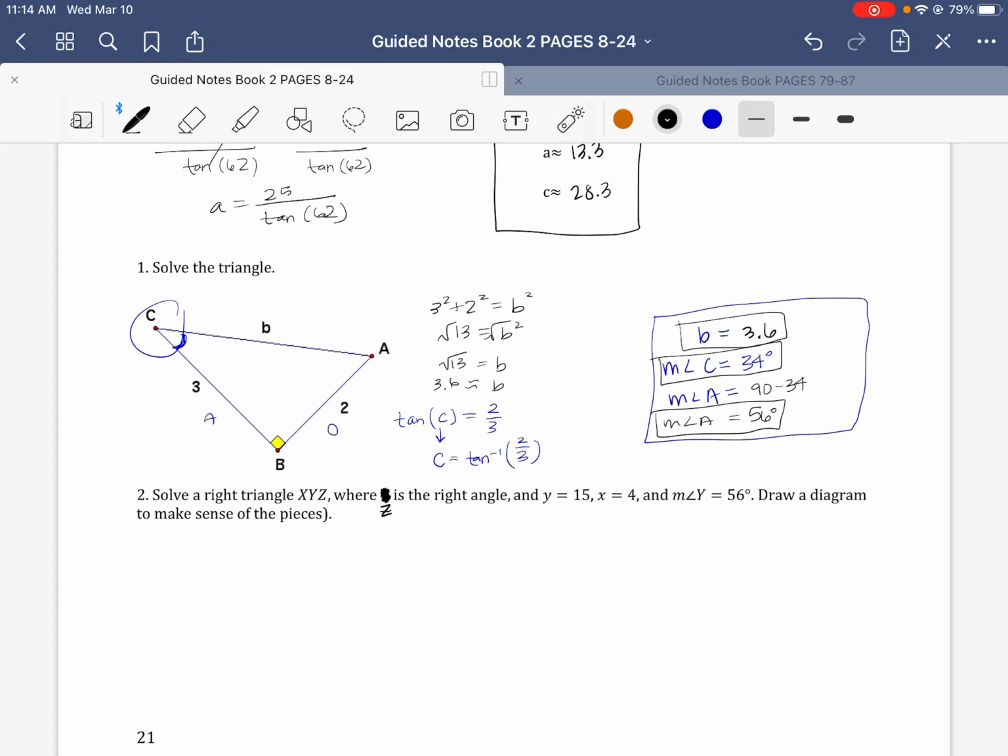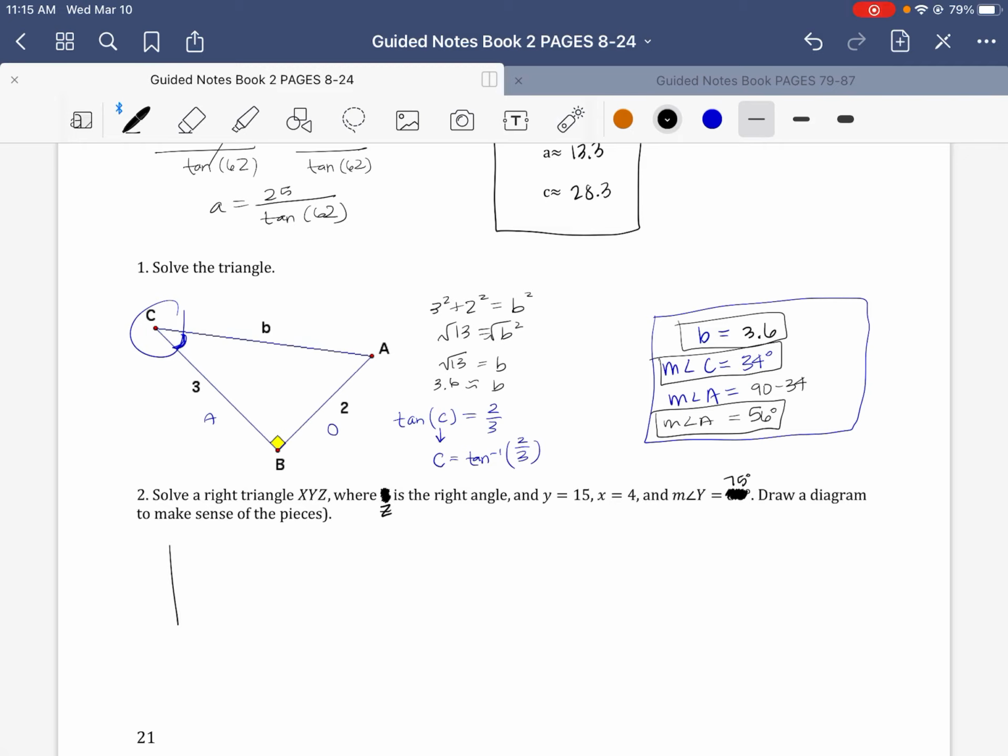Y is equal to 15, X is equal to 4, and the measure of angle Y we're going to change, because it doesn't actually relate to that. We're going to change it to 75 degrees. So make those changes first so that your notes reflect correctly the work. And then it recommends we draw a diagram to make sense of the pieces.